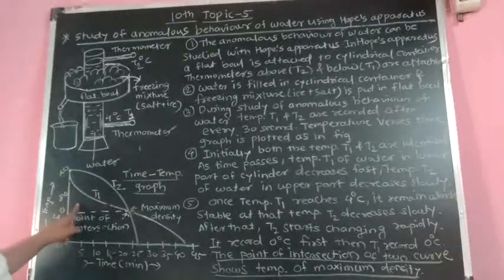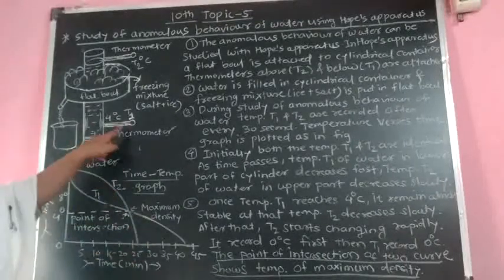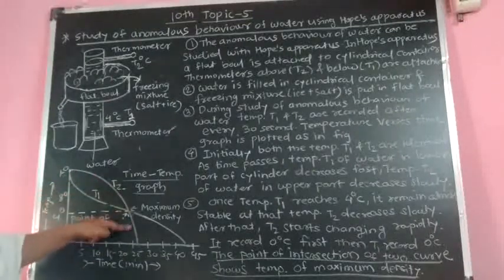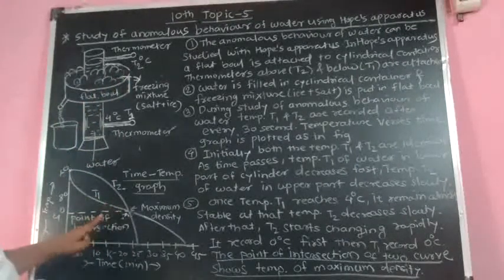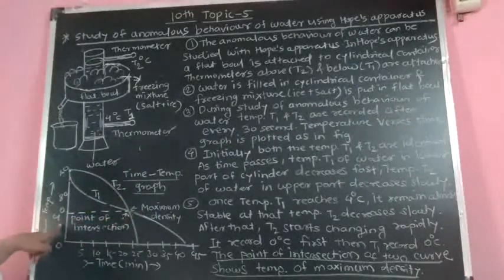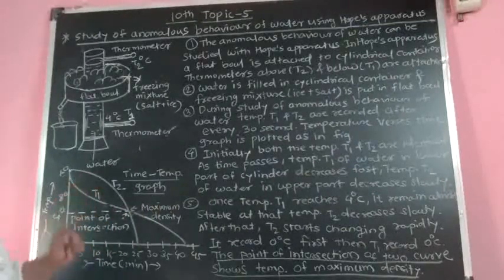You can see in this diagram, T1, this graph represents the graph of thermometer T1. T2, this is the graph of thermometer T2. When these two graphs intersect each other at one point, you can see these two graphs intersect at 4 degrees Celsius. So at 4 degrees Celsius, volume of water is minimum and density is maximum. So the point of intersection is called maximum density. So step by step we are going to learn how this Hope's apparatus works.